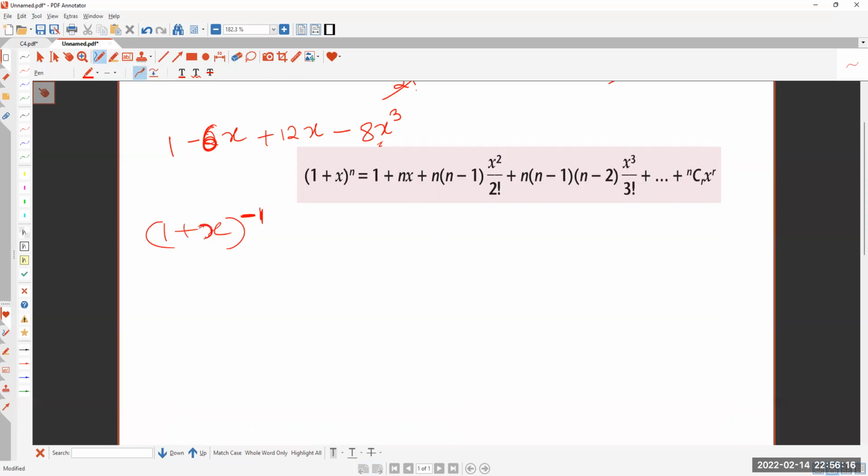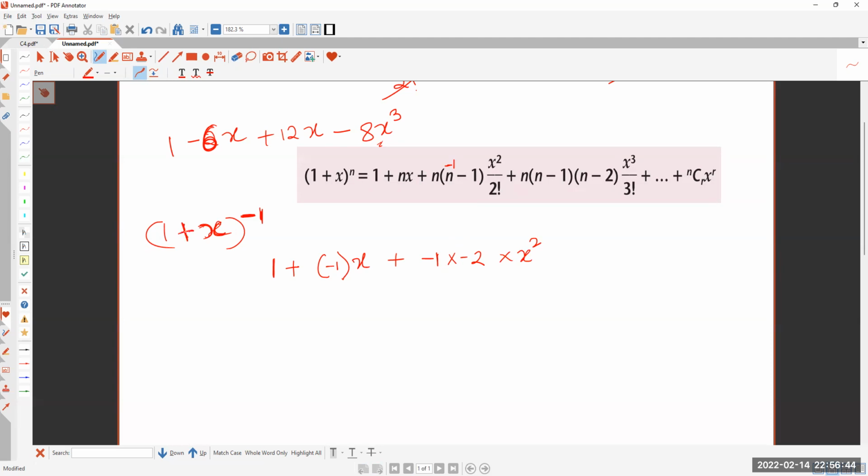1 plus x raised to n. Okay. 1. Let me write 1 first. Then n. N is minus 1. What's your x here? X. Minus 1x. Plus n minus 1 into minus 2. Look, in place of n put minus 1. Minus 1 minus 1 is minus 2. Into x square. Remember, there is no negative sign here.